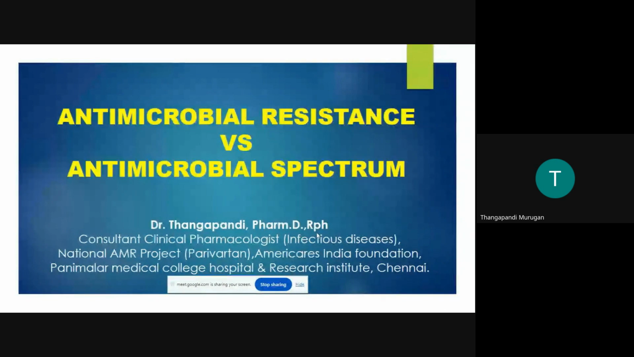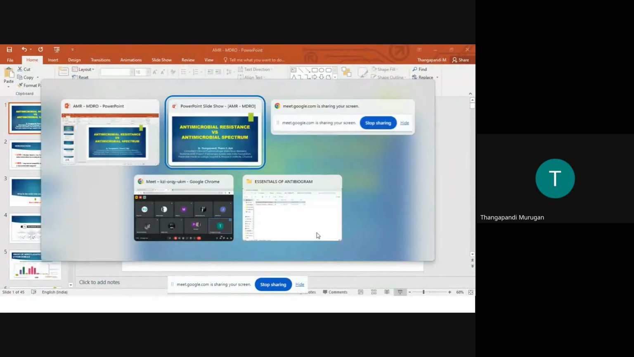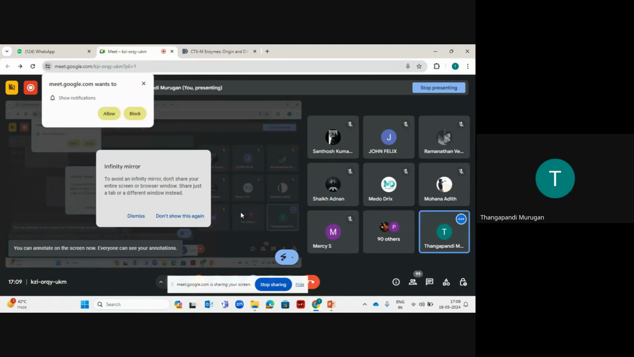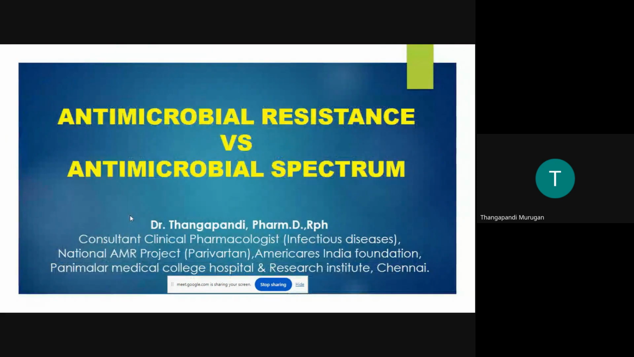So I'm here to speak on the topic of antimicrobial resistance and the antimicrobial spectrum. You might be seeing that the topic they have mentioned is a bit reversed here. Can anyone of you tell me what is the antimicrobial spectrum before entering into the topic? Volunteers, please. Anyone of you? Okay, I will tell.